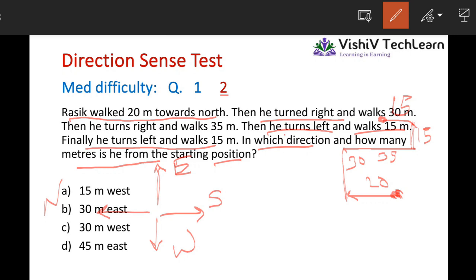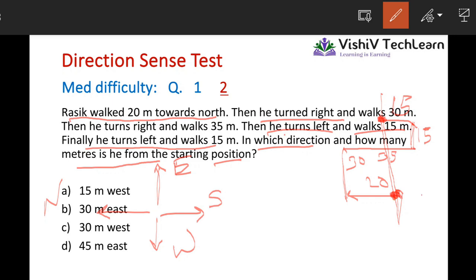So 20, 30 is vertical, that's okay. 35 again on this side. So 20 and 35. 35 minus 20 will be 15, and 15 above, 15 again on this side. So basically this ending point and starting point, both are in a straight line, in a vertical direction. Okay, now the only thing is we have to find out the direction.